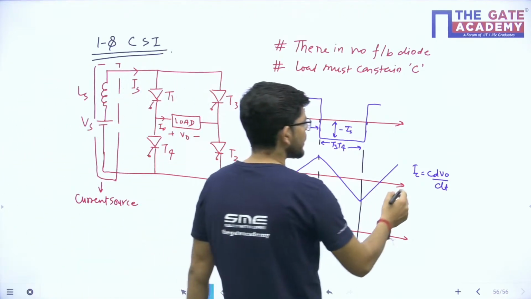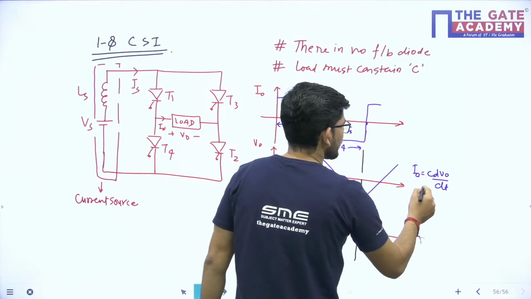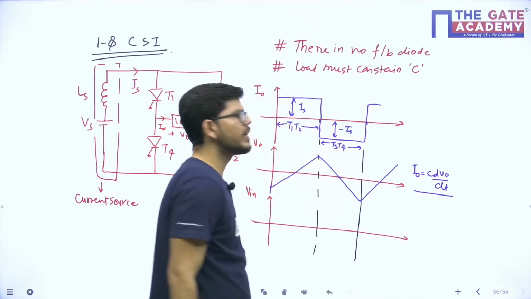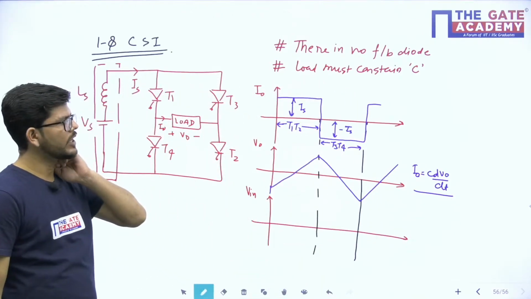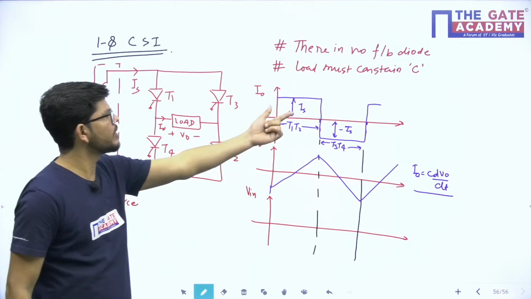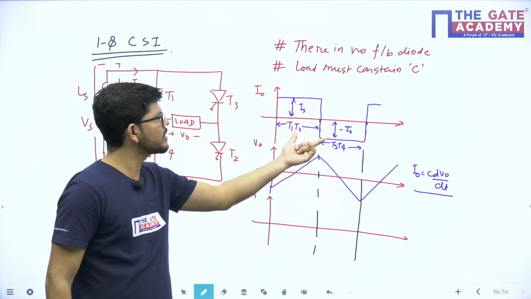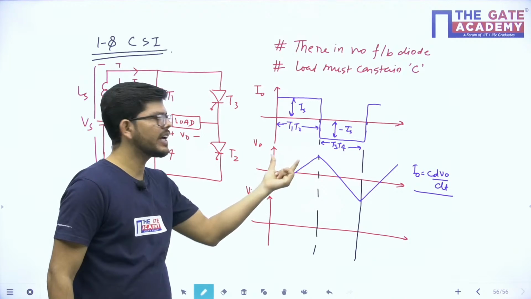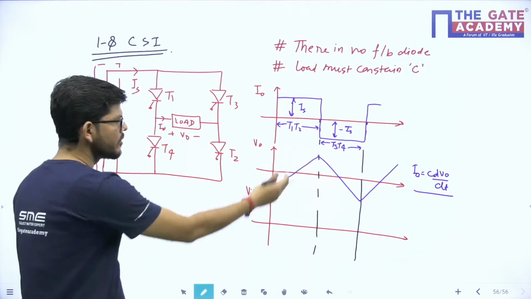I naught equals C dV naught by dt. If I use this formula, I will get this waveform. So if I have a rectangular pulse as I naught, I will have a triangular pulse at the output voltage by using this formula.